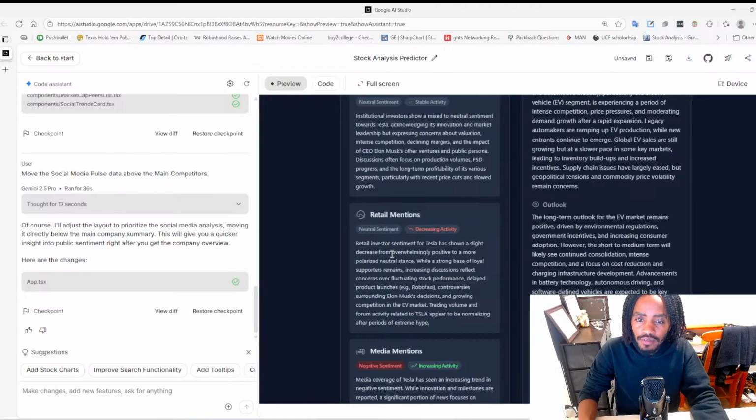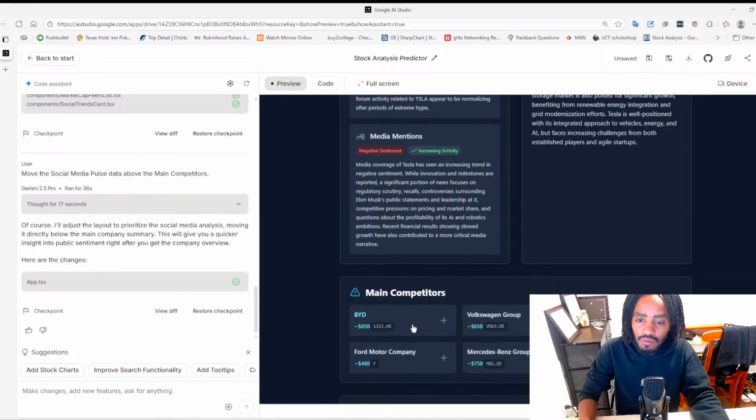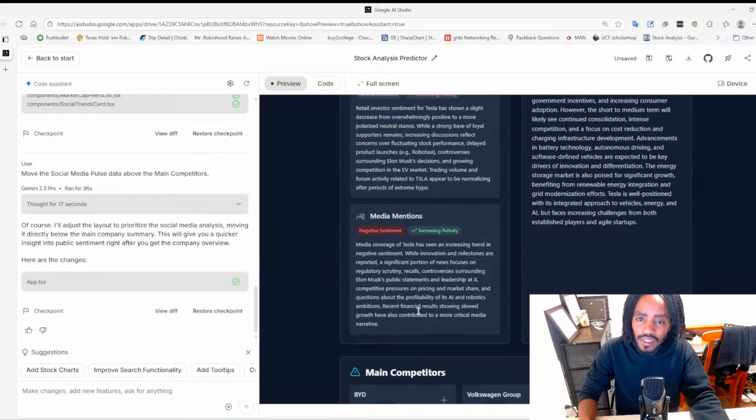Social media. Retail investor sentiment for Tesla has shown a slight decrease from overwhelmingly positive to more polarizing, neutral. All right, media coverage of Tesla has seen an increased trend in negative sentiment, while innovation and milestones are reported. A significant portion of news focused on regulatory scrutiny, recalls, controversies, and Elon Musk's public statements and leadership at X. So, all right, kind of useful information, but not really.